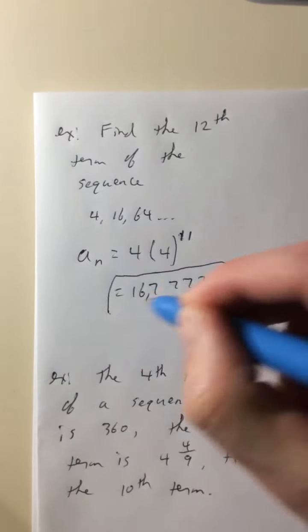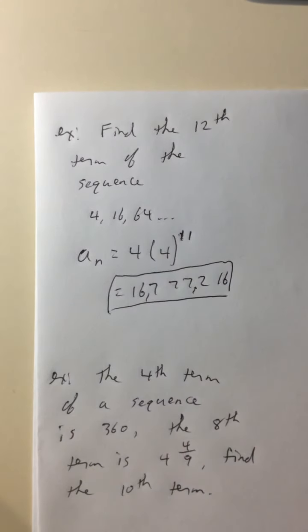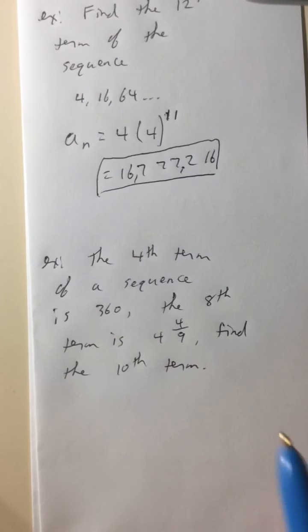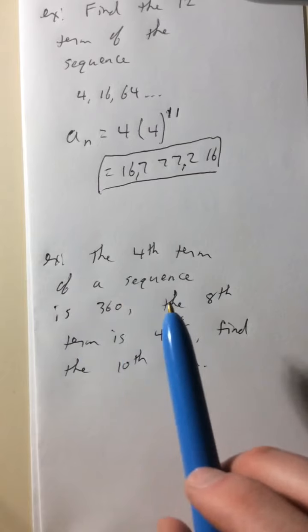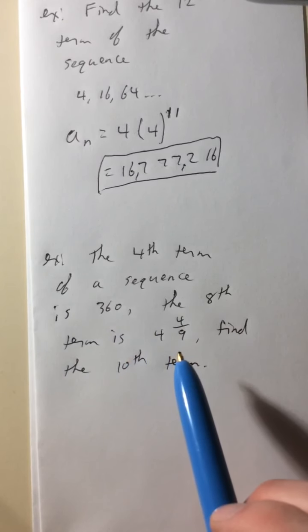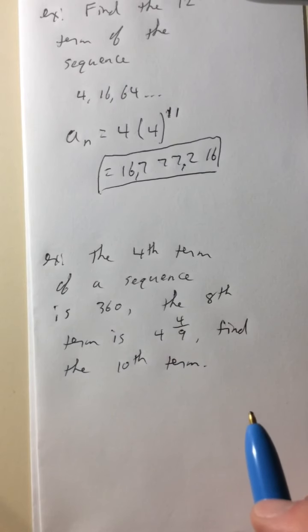Again, this is all formula work. Easy stuff. Okay, here there's going to be a little bit more work. It says the 4th term of a sequence is 360. The 8th term is 4 and 4/9. Find the 10th term.